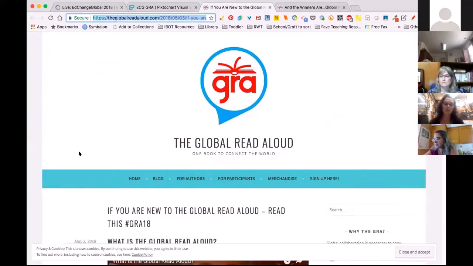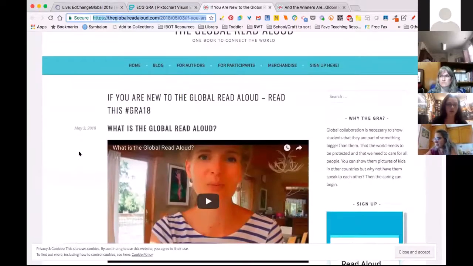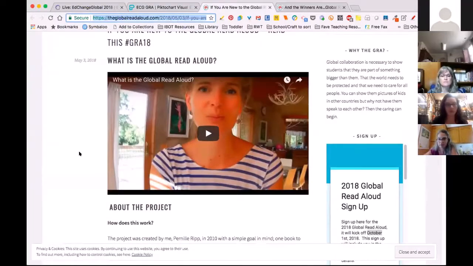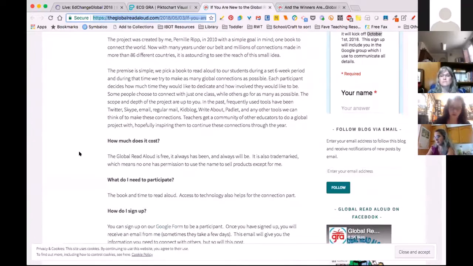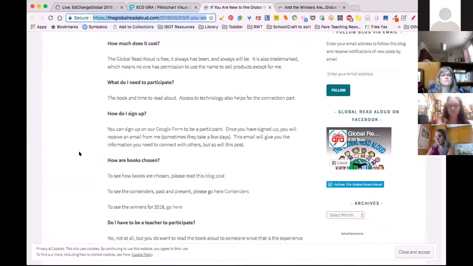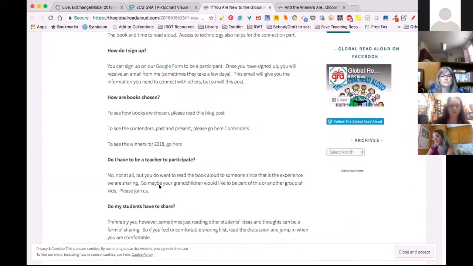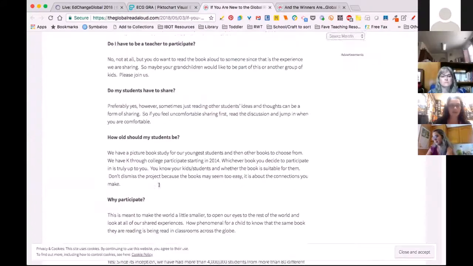We picked a book for 5th through 8th grade to read that we thought would work. Last year we worked with A Long Walk to Water, which I'll talk more about. Here she goes through her goal and the basics. How do you sign up? It's all linked with different things, so you can go to wherever you need. It's super easy to sign up and see details.